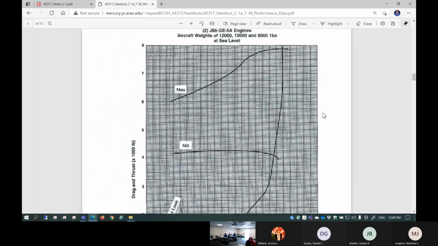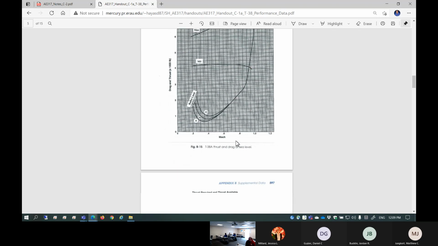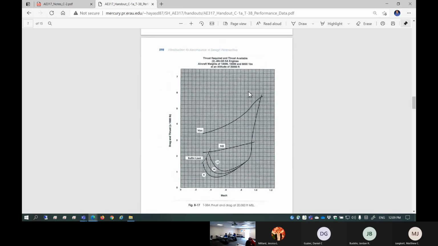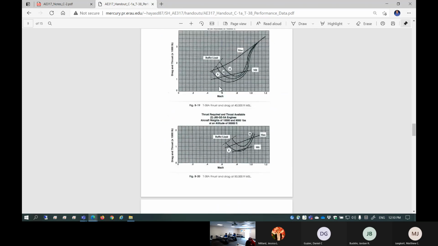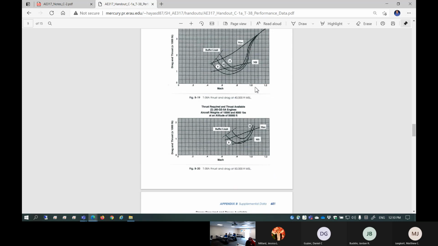Here we go. This is the thrust plot. This is the sea level thrust available. This is the military power, and this is the maximum, meaning afterburner on. So this is dry and wet. And here is the drag, which is the thrust required for different airplane weights: 12,000, 10,000, 8,000 pounds. Then you have similar plots for 10,000 feet, 20,000 feet, 30,000 feet, 40,000 feet, and 50,000 feet altitude. So with different altitudes, you have a thrust plot.